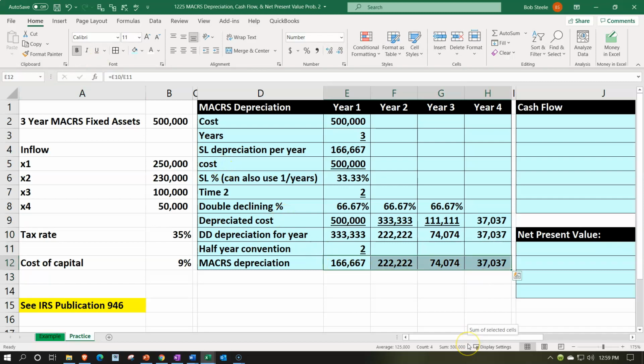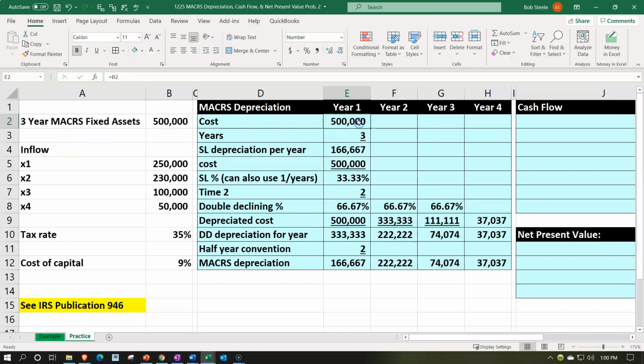after the 4 years with the half-year convention in 1 and kind of the plug in year 4. So it's 3 years, but kind of a half year here and a half year here, and then the double declining method, it's kind of a plug at the end. So the sum of these should mean that we depreciated over 4 years the 500,000 because it's the 3-year property with the half-year convention thing going on.